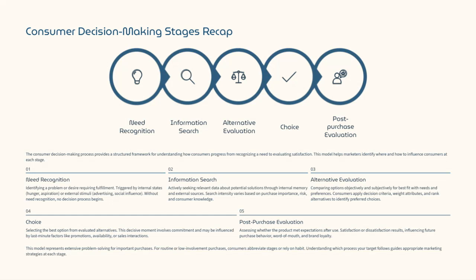This model highlights the extensive problem-solving process consumers go through when making important purchases. For routine or low-involvement purchases, consumers often skip or shorten these stages, relying on habits or abbreviating their decision process. Understanding which process your target audience follows is crucial, as it guides us in tailoring marketing strategies at each stage to better influence their choices.